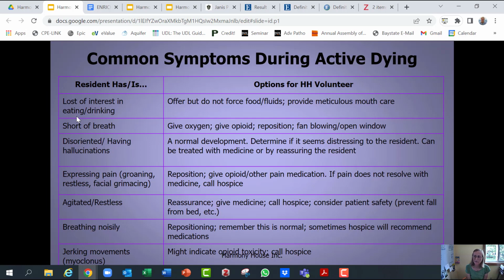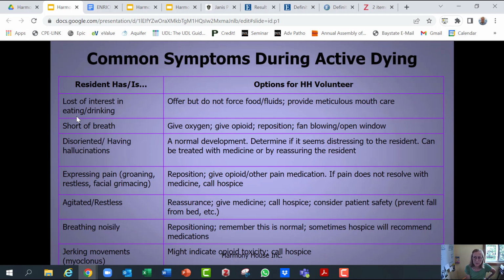Shortness of breath is something that can occur. It's something we will want to intervene on. Our options here are to give oxygen supplementation, opioid medicines that can be helpful with both pain and shortness of breath. Repositioning in the bed, if somebody's short of breath, usually the shortness of breath is improved if the head of the bed is elevated or if they're leaning forward, if it's possible, in what we call a tripod position. And then also having a fan blowing or an open window can be helpful.